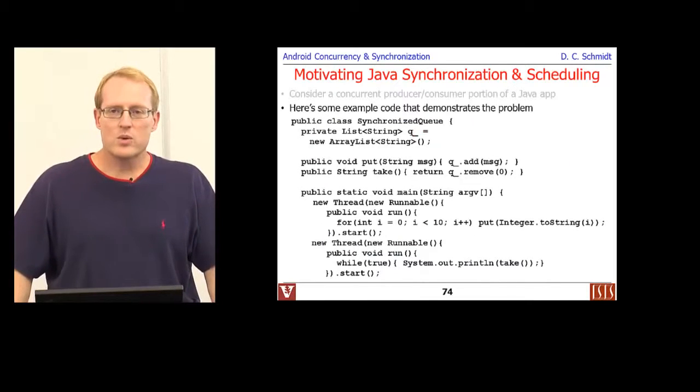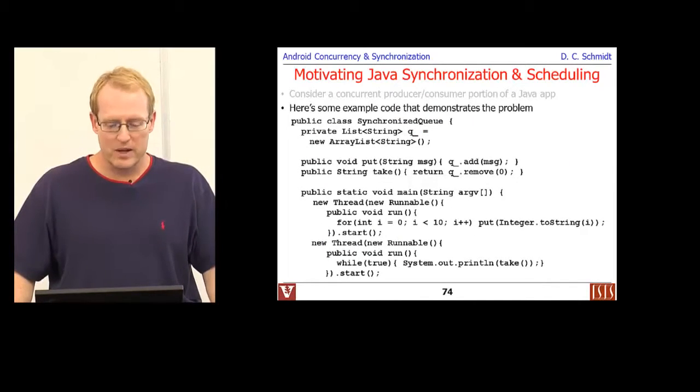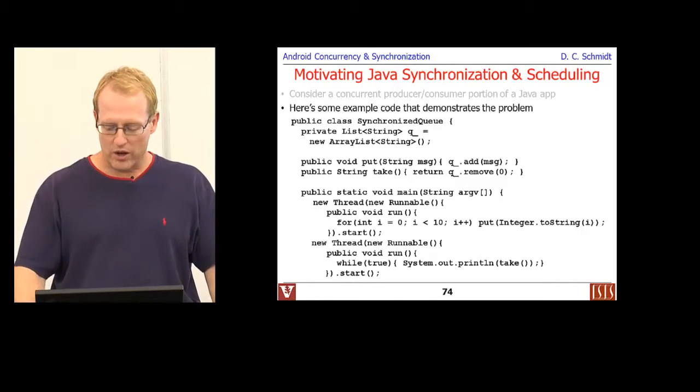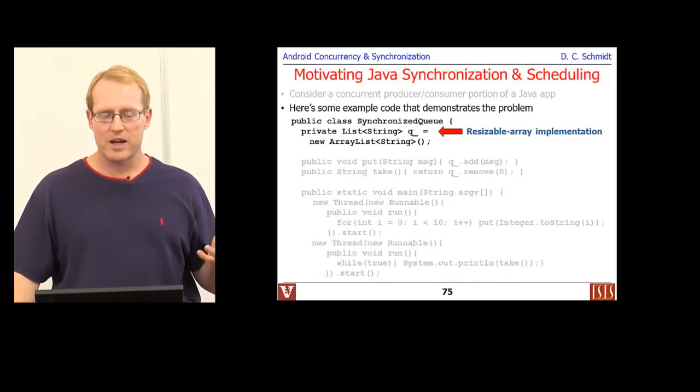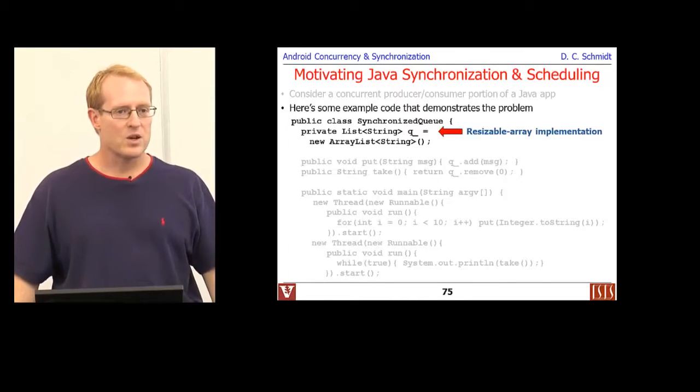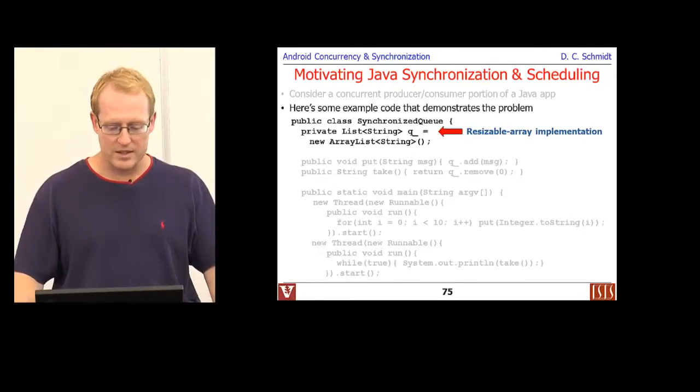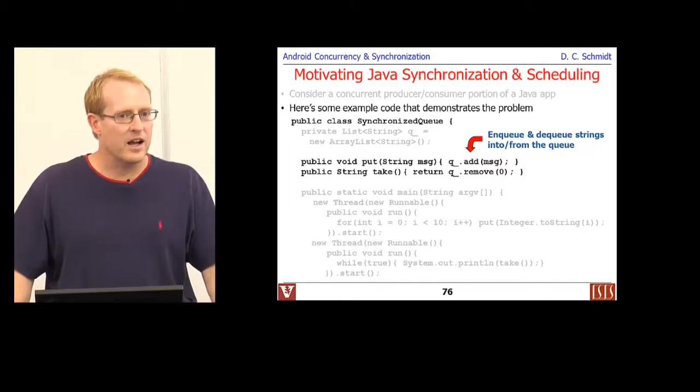So here's a little bit of sample code that will help to illustrate the problem that we're dealing with. We have a class called synchronized queue, and we have a bunch of methods and data in there. Let's walk through it step by step. We're actually going to implement this synchronized queue using some kind of resizable array list, which is a type of list that can grow or shrink. You can add things to it, you can take things out of it, you can resize it. We're also going to define a couple of methods, put and take, which are used to enqueue and dequeue strings into the queue. It's obviously not difficult at all to generalize this to work on any type. We're just using string to make this easy.